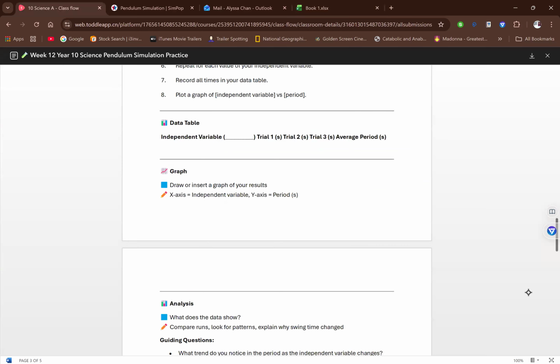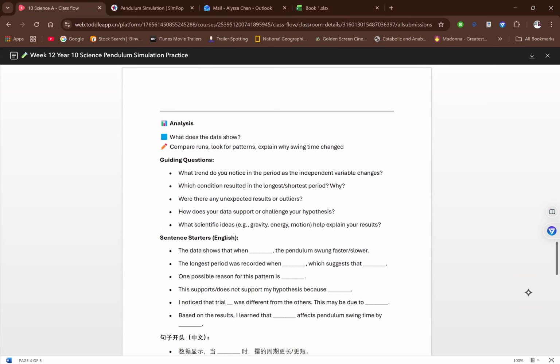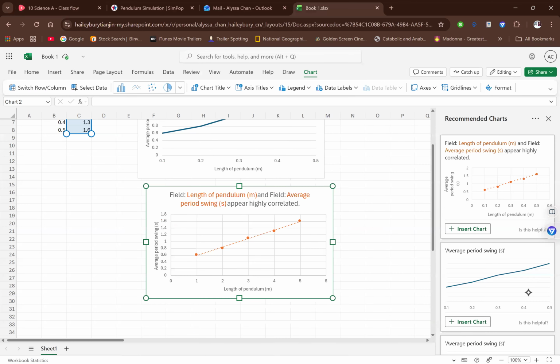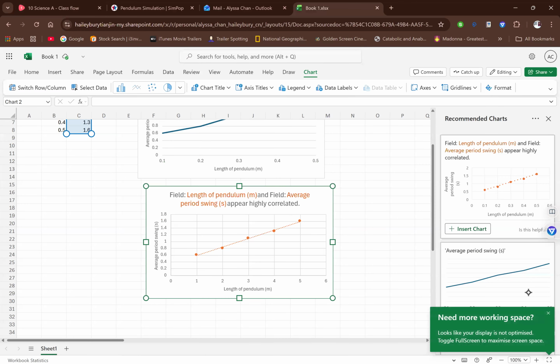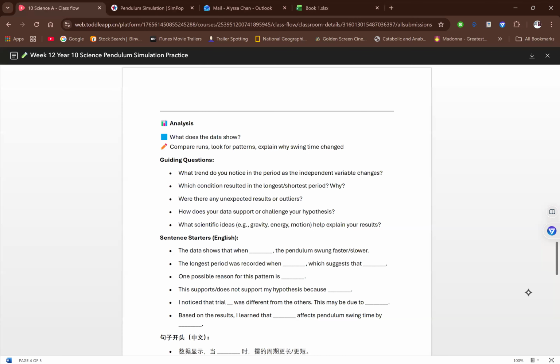And then after that, once you're done with the table and the graph, you need to analyze. So you have to look at the guiding questions. So what trend did you notice? So you have to tell me as the length of the pendulum increases, the average period swing increases. Then after that, you have to explain why. It shows a positive correlation. And then after that, you have to tell me the data.